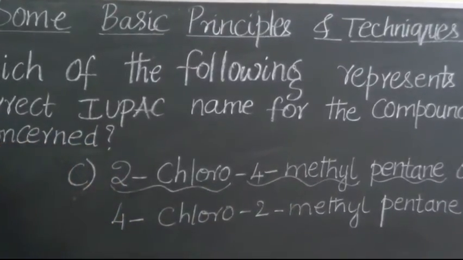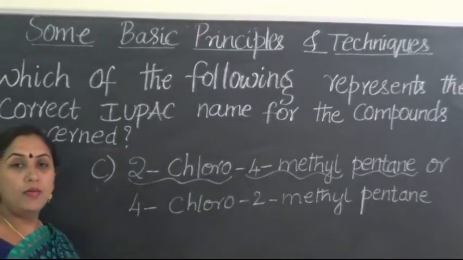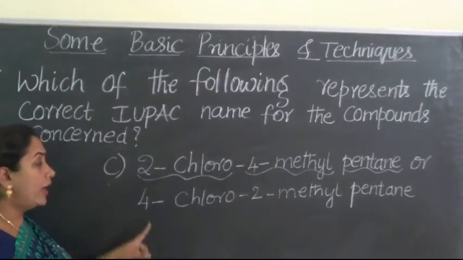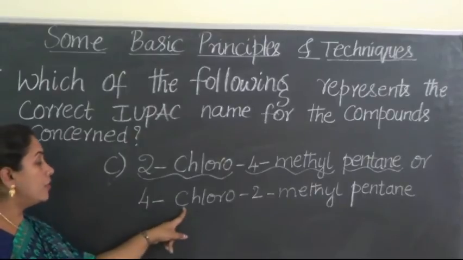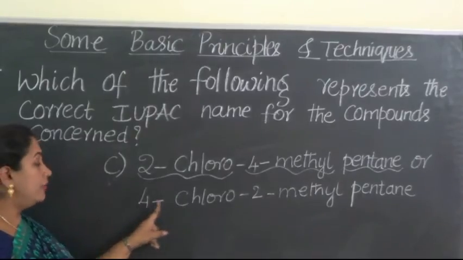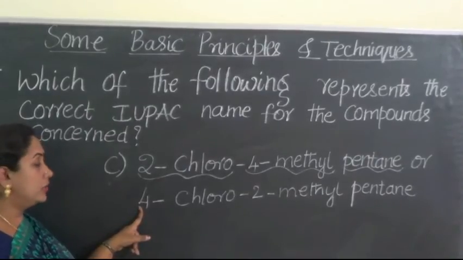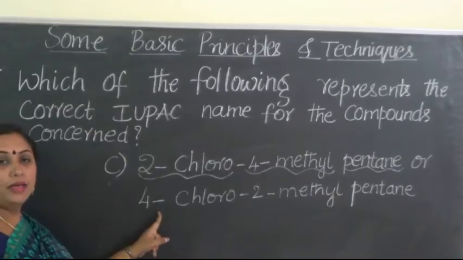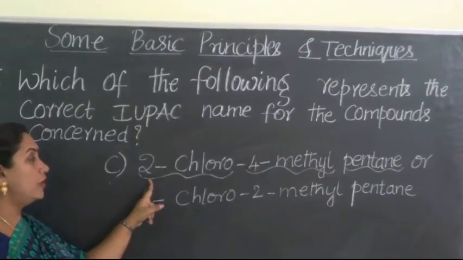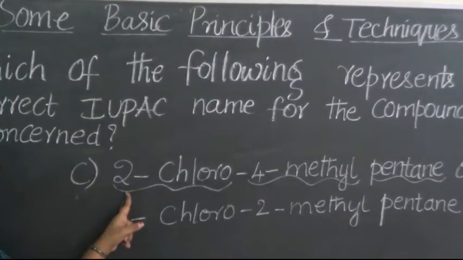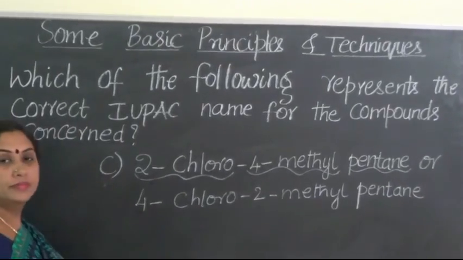So when that being the case, 2-chloro-4-methyl-pentane would be the correct name. Why is the other name not correct? As you know, chloro, C comes first. If we give the locant as 4, then that is not the lowest number. So therefore, this name would not be the correct name. 2-chloro-4-methyl-pentane would be the correct IUPAC name of this compound.